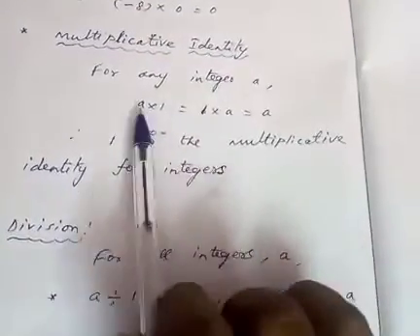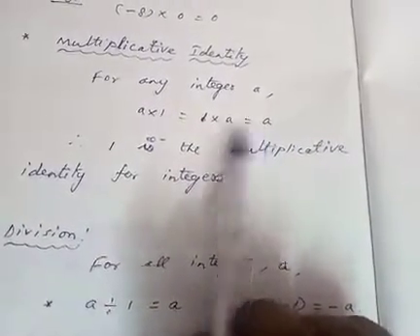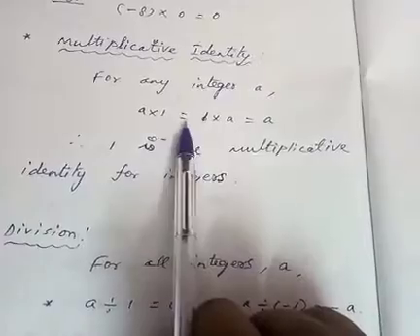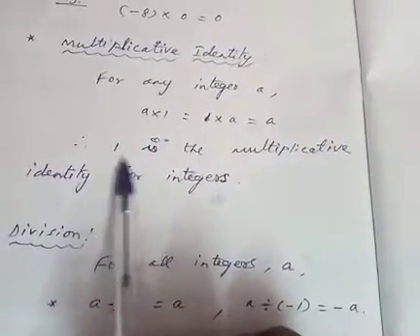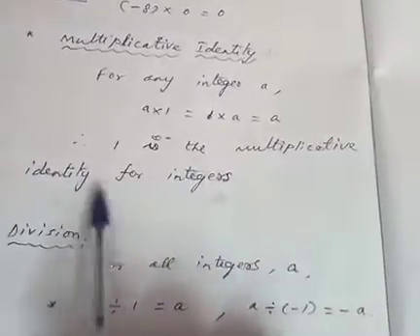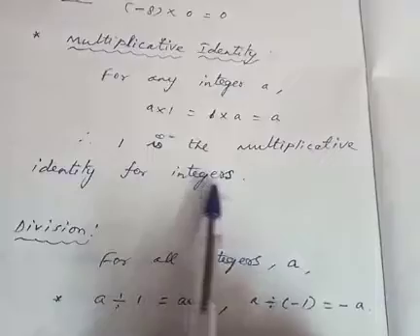The next one is the multiplicative identity. For any integer a multiplied by 1, we get the same integer. So a into 1 is equal to 1 into a, which is equal to a. So 1 is the multiplicative identity for integers.